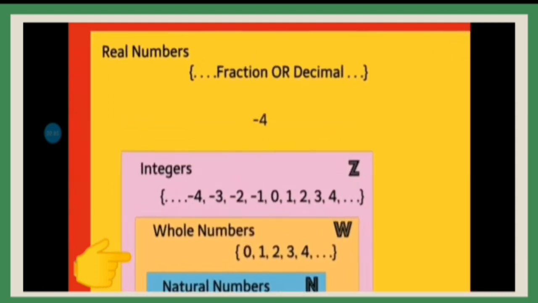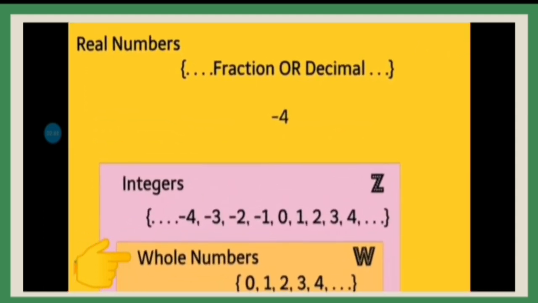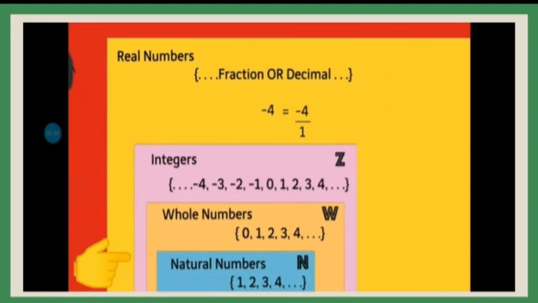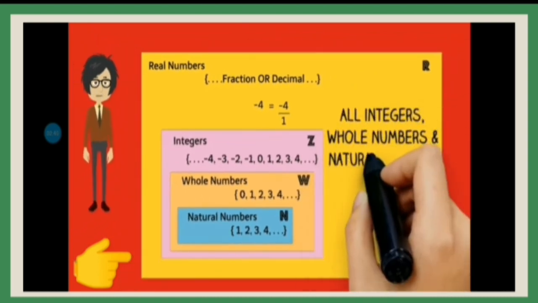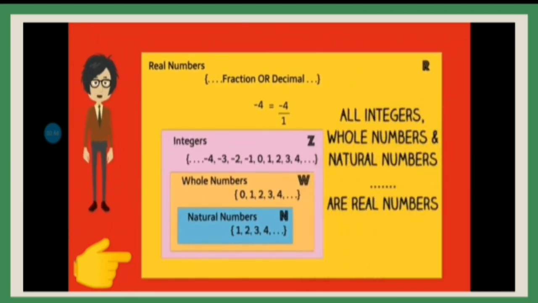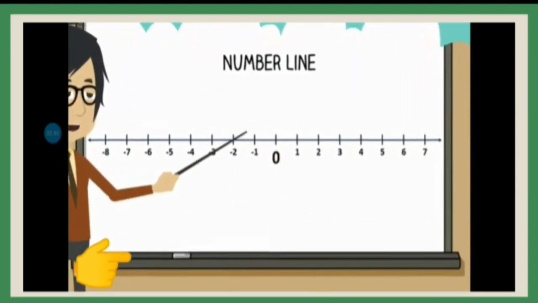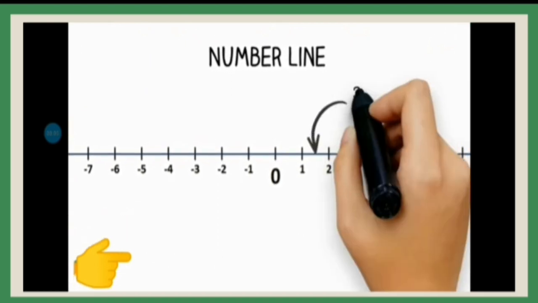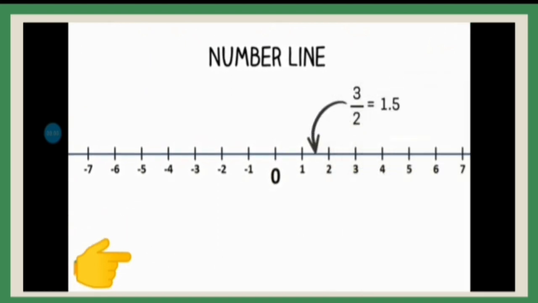Now take any integer, say -4. This number can be denoted as a fraction, namely -4 upon 1. So all integers are real numbers too, as obviously are the whole numbers and the natural numbers as well. Here are some examples of real numbers on the number line. We have 3 upon 2, which is 1.5, -1 upon 3, which is 0.3333. Just keep repeating the decimal digits. The number 6, 18 by 5, etc., etc.